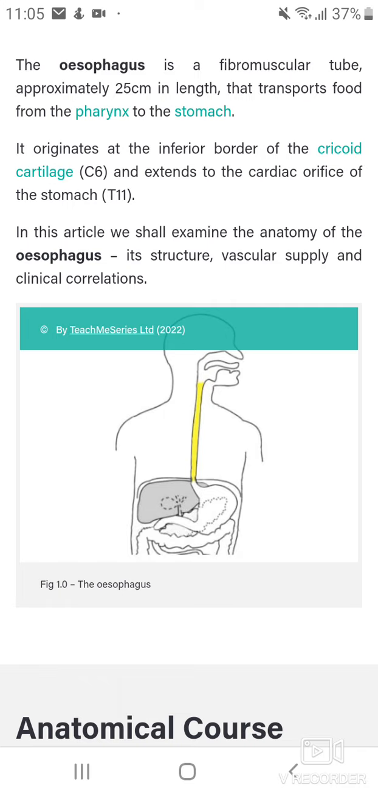In this video we are discussing the esophagus. The esophagus is a fibromuscular tube approximately 25 cm in length that transports food from the pharynx to the stomach. It originates at the inferior border of the cricoid cartilage, C6, and extends to the cardiac orifice of the stomach, T11. In this article, we shall examine the anatomy of the esophagus, its structure, vascular supply, and clinical correlations.